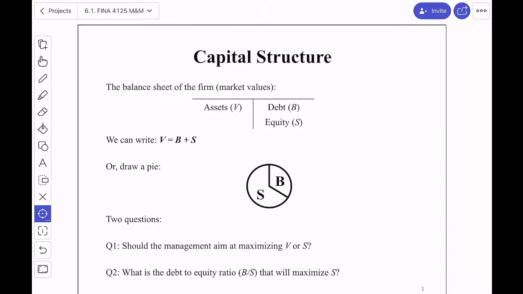And then, what is the optimal capital structure? What is the optimal mix of debt and equity? Or we can write that as the debt to equity ratio.